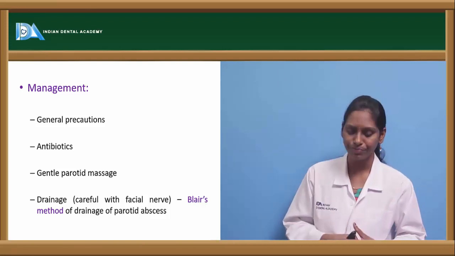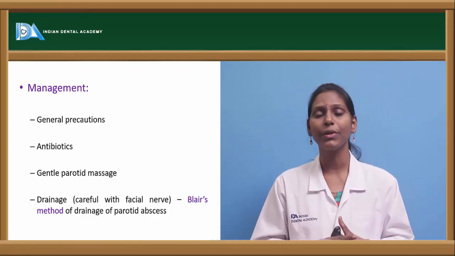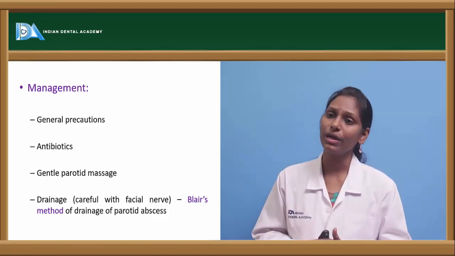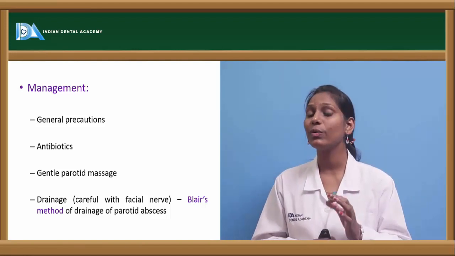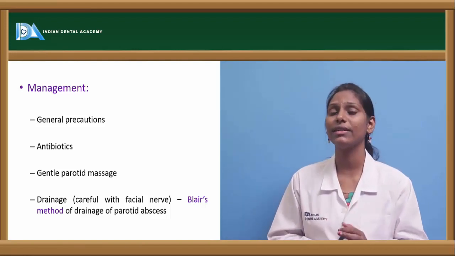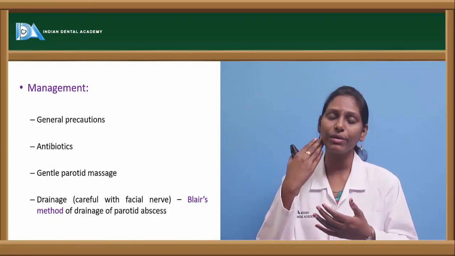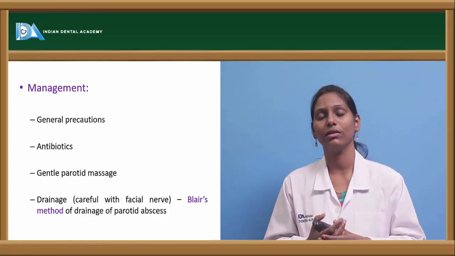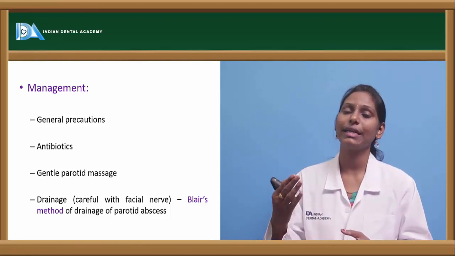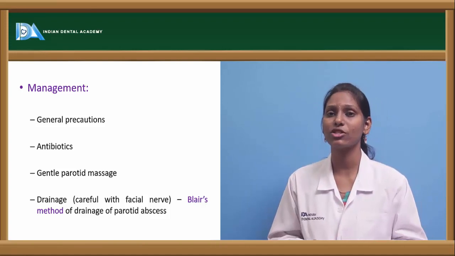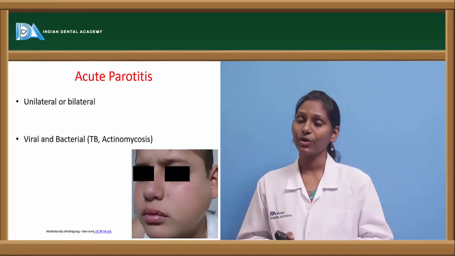And drainage: if the swelling is very severe, then we can give a drainage with Blair's method of drainage of parotid abscess. But a very important thing here is that one should be very careful with the facial nerve, because the facial nerve is very much in the vicinity of the parotid, the anterior lobe of the parotid. So when we are giving an incision for drainage, utmost care has to be taken to prevent injury to the facial nerve. So this is about acute suppurative parotitis.